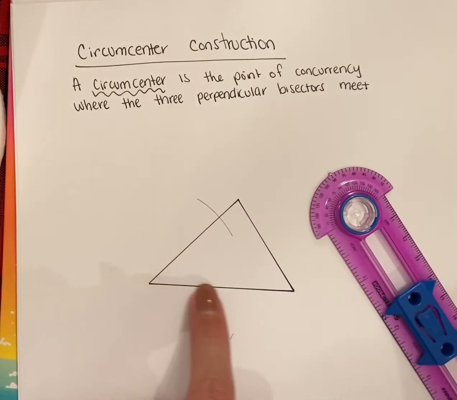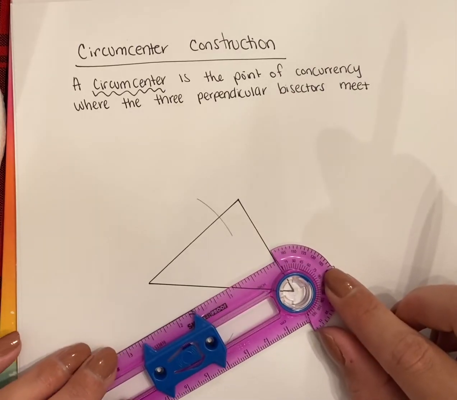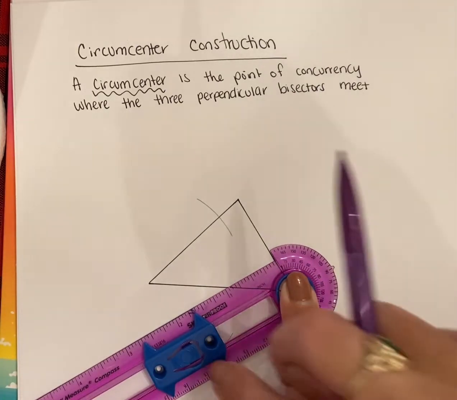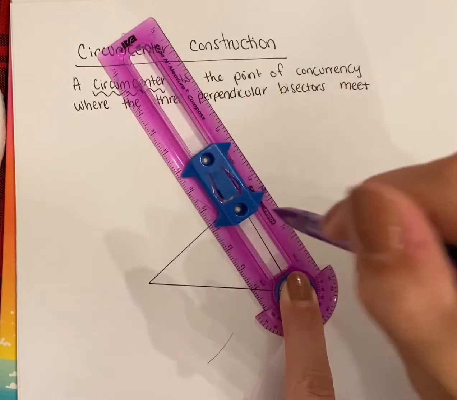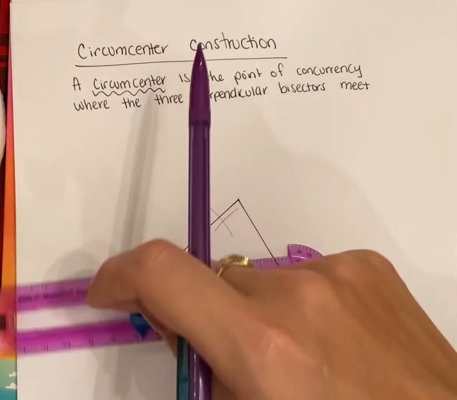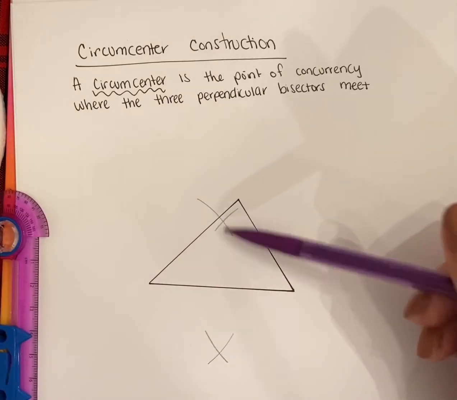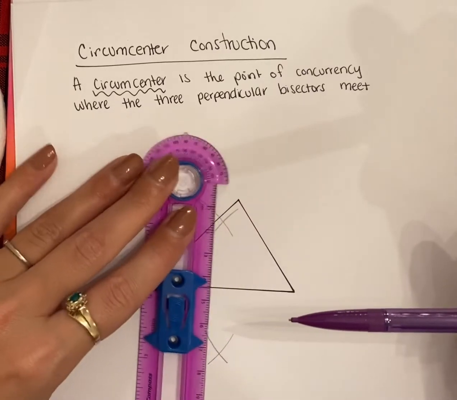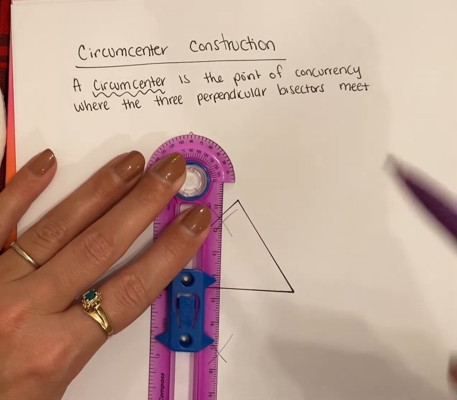I'm going to use the same segment on the other vertex. Not changing my compass at all, I'm going to make an arc up here and an arc down here so that way they intersect. You're looking for these 2 intersections. I'm going to connect them. That's constructing a perpendicular bisector of that segment.